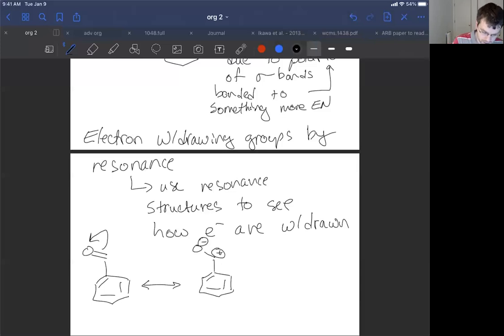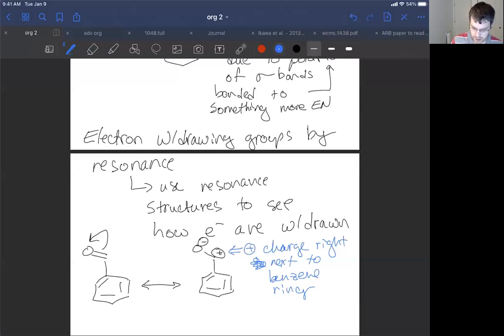Now, what I want to point out with this resonance structure is we put a positive charge right next to the aromatic ring. This is going to be how withdrawing occurs. This positive charge withdraws electron density. And again, we can show all of this through resonance. So let's go ahead and try that.